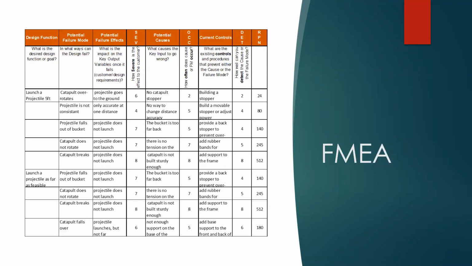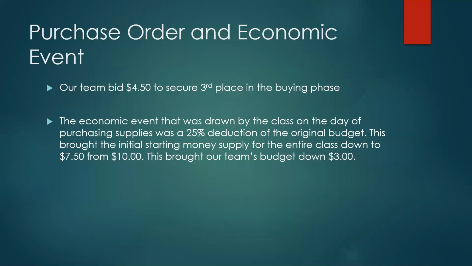Next slide, please. So for our purchase order and economic events, we decided that it would be best to stay under $5, which is half of our initial budget, and ended up spending $4.50 to secure 3rd place in the buying phase.